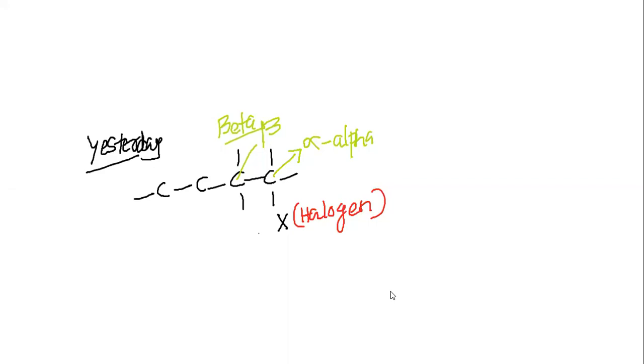Yes, sir. What is written? Can you read something on your screen that is written? Beta, alpha, beta, halogen. Okay, okay. So that's what you can see easily, no problem.